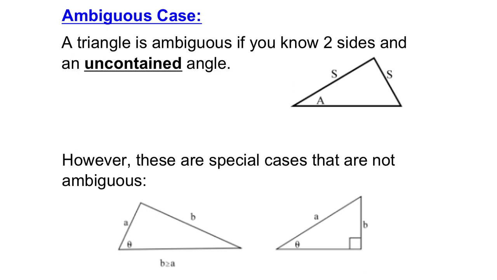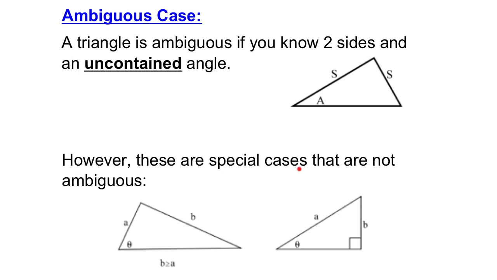Now, how do you know if you're dealing with an ambiguous case? A triangle is ambiguous if you know two sides and an uncontained angle. So here's a drawing to represent that. Here's a side, here's a side. This angle is uncontained, meaning it's not in between the two sides. So you can remember that SSA, or you can work backwards, and I'll let you sound out that acronym to help you remember how to know whether you're dealing with an ambiguous case.